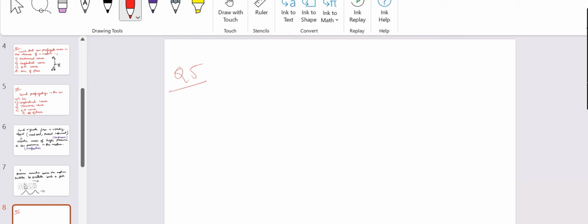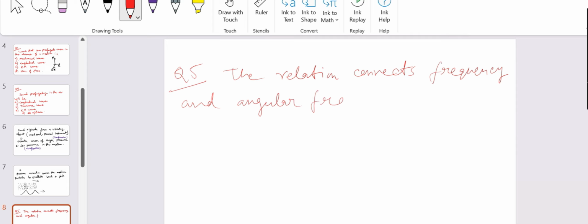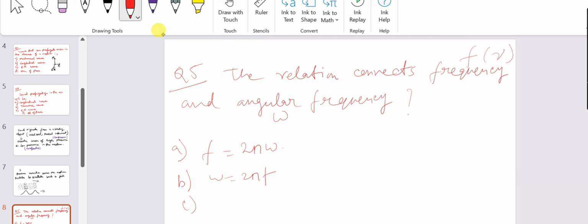So question 5 is: the relation that connects frequency and angular frequency. So this is f or nu and this is omega. The options are: A, f is equal to 2 pi omega; B, omega is equal to 2 pi f; C, omega is equal to 2 pi by f; and D, none of these. We know that omega is equal to 2 pi f, so B is the correct answer.